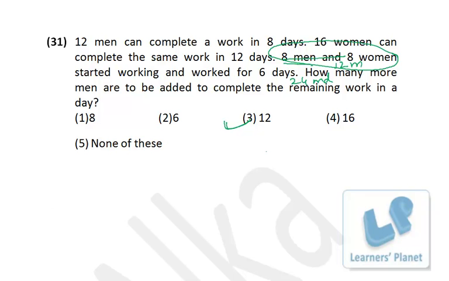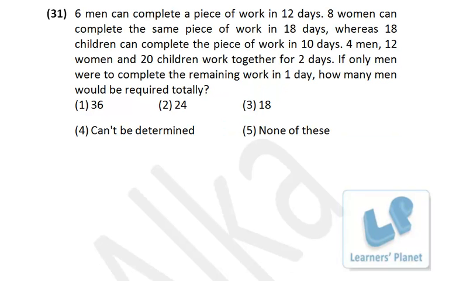Avoid paperwork as far as possible. Again, men, women and children. 6 men can complete a piece of work in 12 days. That means a work is of 12 into 6, 72 man days. 8 women can complete the same piece of work in 18 days. 18 children can complete the piece of work in 10 days.